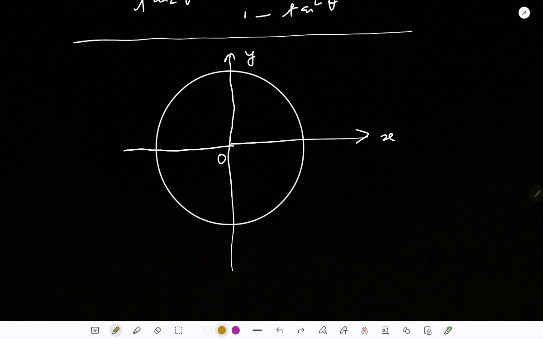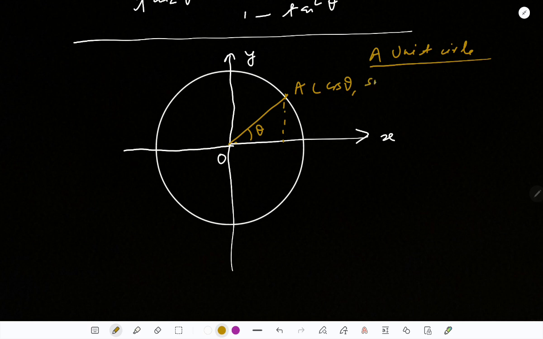So just utilize the first quadrant and take here a point A. This is a unit circle, that means its radius is unity, that means its radius is equal to 1. That means OA will be equal to 1. And let this angle be theta. Then the coordinates of point A you can write: its x coordinate will be simply cos theta and y coordinate will be sin theta.